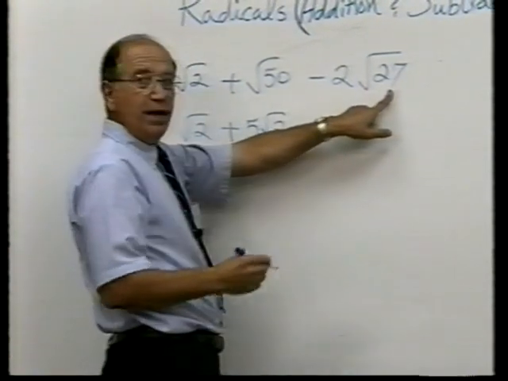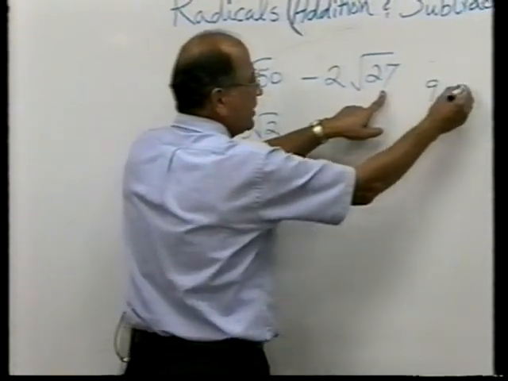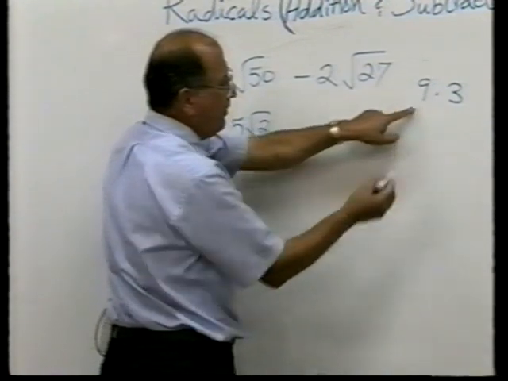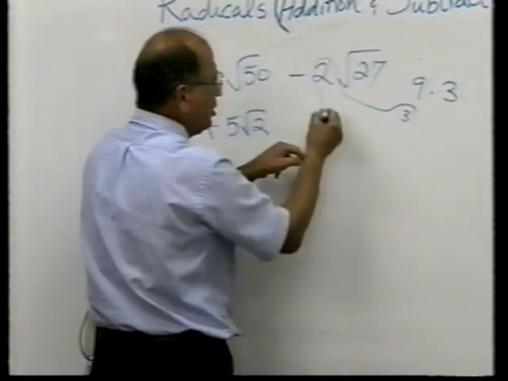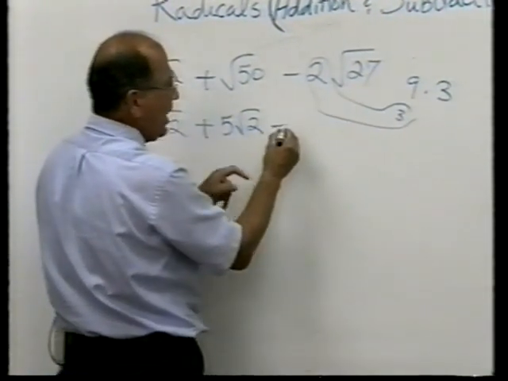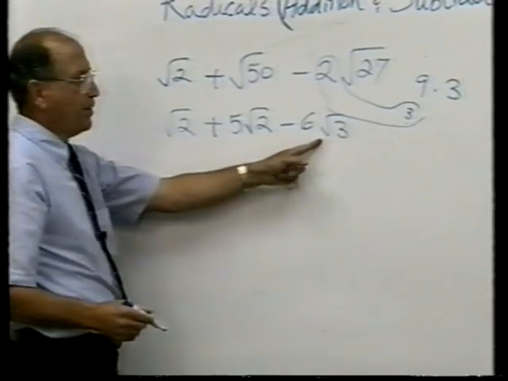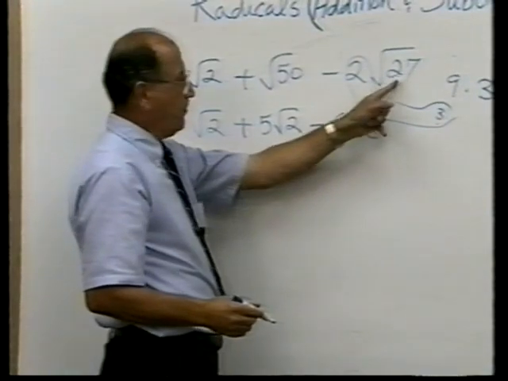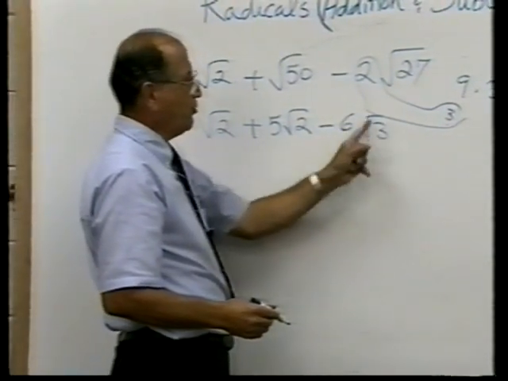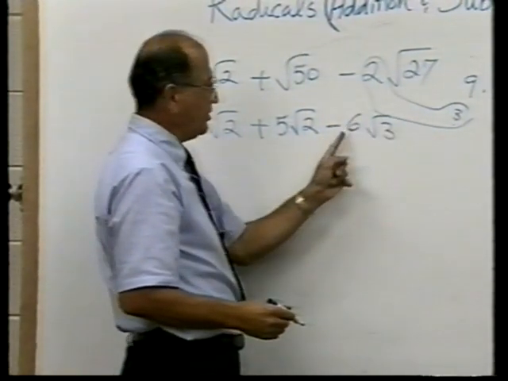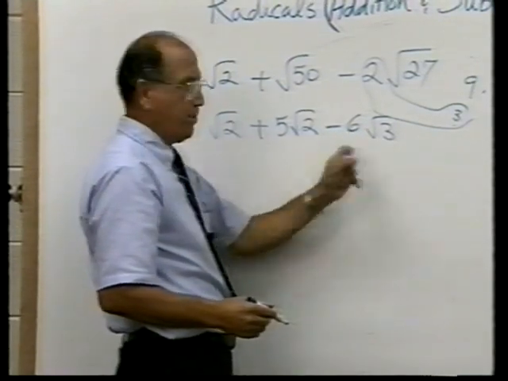27. 27 is made out of what? 9 times 3. But the square root of 9 is 3. So we take this 3 times this 2, and that gives us minus 6 radical 3. 2 radical 27 simplified is 6 radical 3.